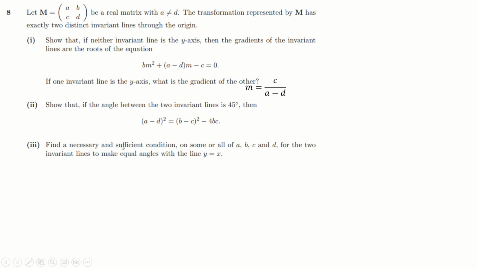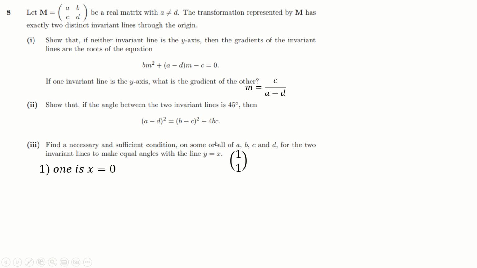Find a necessary and sufficient condition for the two lines to make equal angles with y equals x. Again, two cases to go through here. The case where one of the lines is y equals 0. No, x equals 0, I'm correct the first time. And the other case where they're not. So let's do the x equals 0 case first. I typed it correctly this time, fantastic.